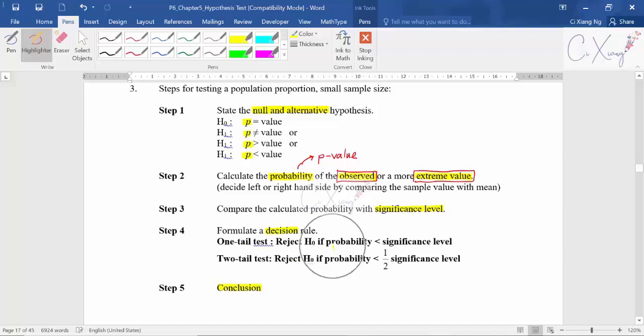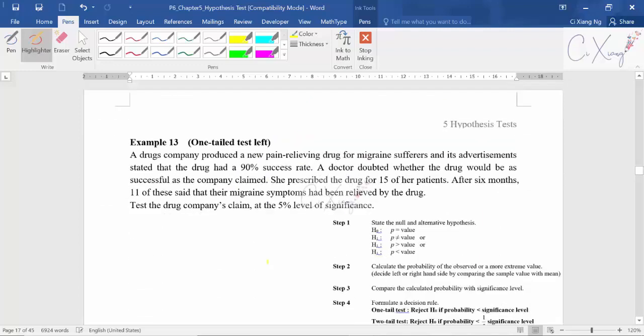For this part, some students will memorize it, but I don't like to memorize. So later I will ask you to draw a simple diagram to help you identify and make a decision as well. In general, this is what we have for our test here. The steps are more or less the same, but the details I can only discuss with you when we use some examples. So let's continue with example 13.